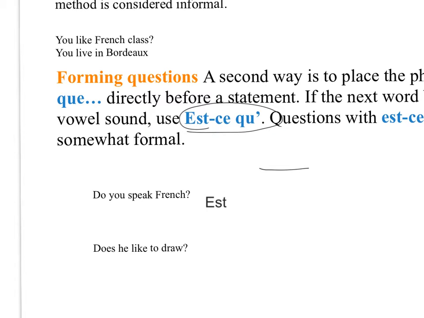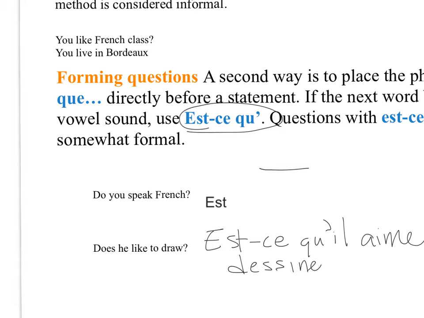Okay. Does he like to draw? Est-ce qu'il aime? And again, we're going to contract here. Est-ce qu'il aime dessiner? Does he like to draw? Notice I use the est-ce que in here, est-ce que to make my question. Okay. So please write these two examples down.